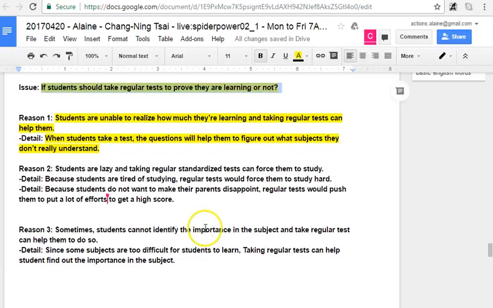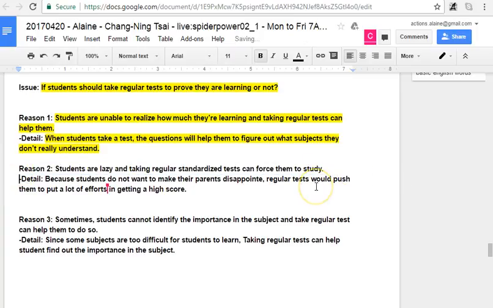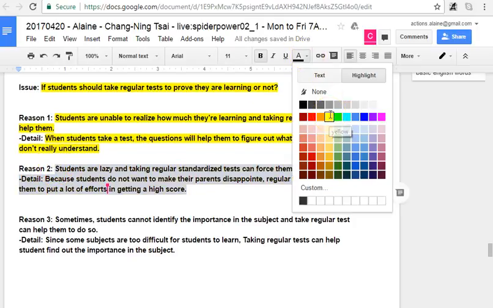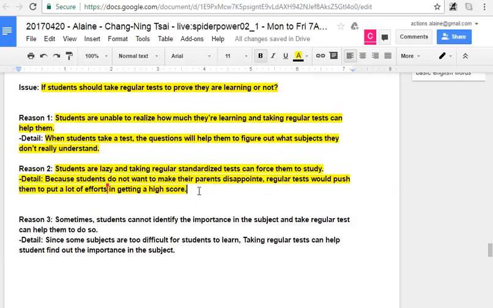But there will be minimal correction that we need to do. Because students do not want to make their parents disappointed, regular tests would push them to put a lot of effort in getting a high score. Okay. Very good with this one. So let us delete this one. Very good, Ning. If you will always think this way, it will help you to become an effective writer. You have to elaborate your thinking. That is what is really important.